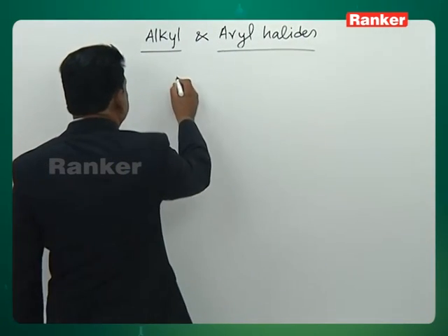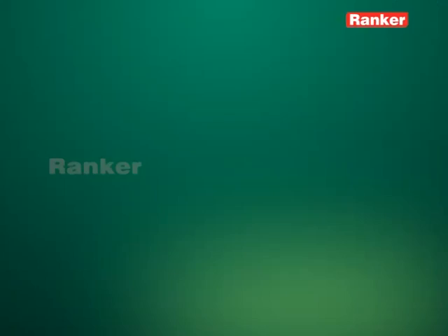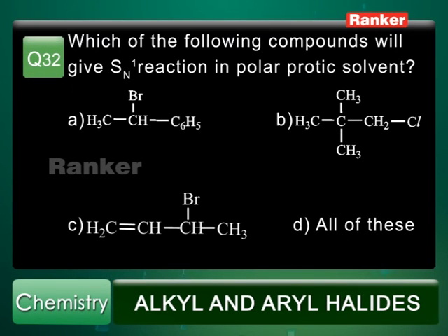So let's go to question number 32. Which of the following compounds will give SN1 reaction in polar protic solvent? Again, SN1 reaction means the reaction should pass through the carbocation. Option A is a 2-bromo phenyl type, allyl and bromine is there. Option B is a primary, but it is a neopentyl type, which is also preferable for the SN1 reaction. Option C is again allyl type with a bromo.